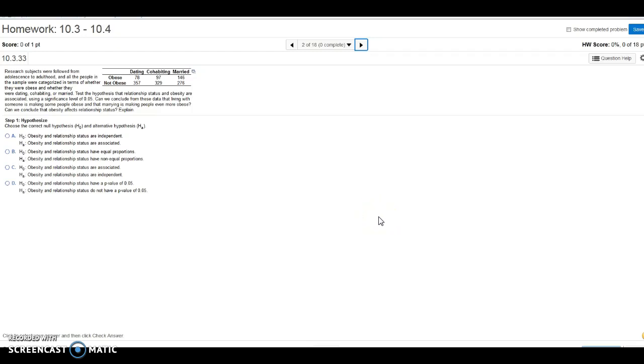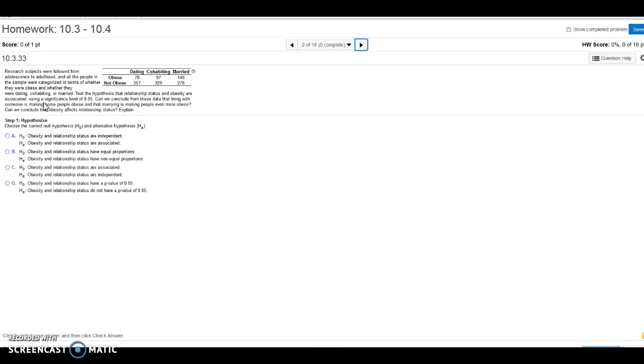I had a student ask about this problem. This is number 2 in the 10.3, 10.4 homework. It follows people from adolescence to adulthood and actually looks at obesity, whether you're dating, cohabitating, or married. And they want to know if the relationships are associated. So this is a test of association.